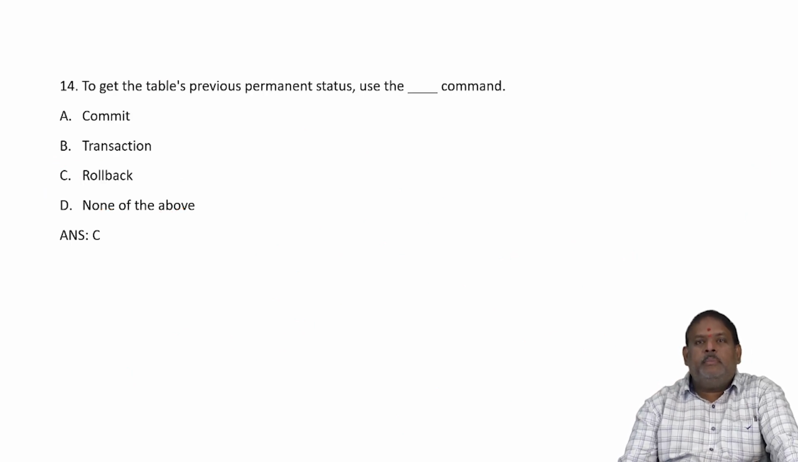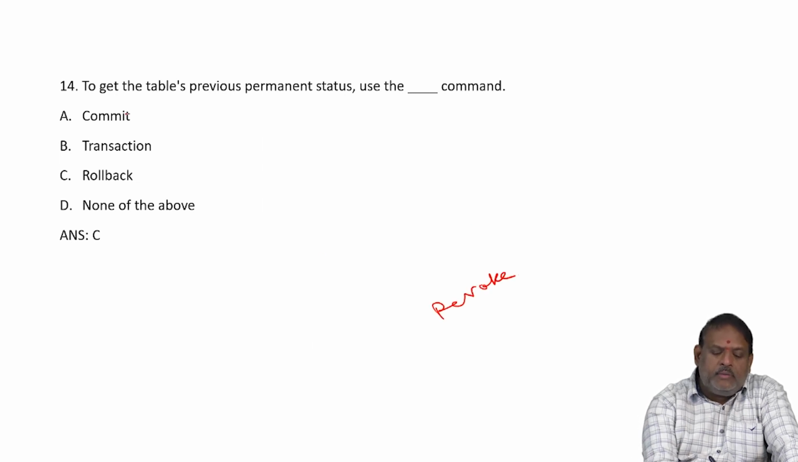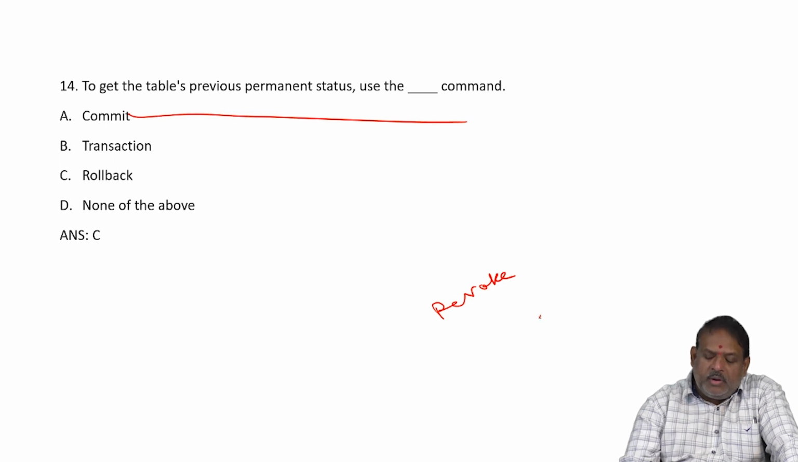To get the table's previous status, use the rollback. So to get the table's previous status, you have to use a command called rollback, which undoes the changes done. When you use the commit, it is saved to the database.